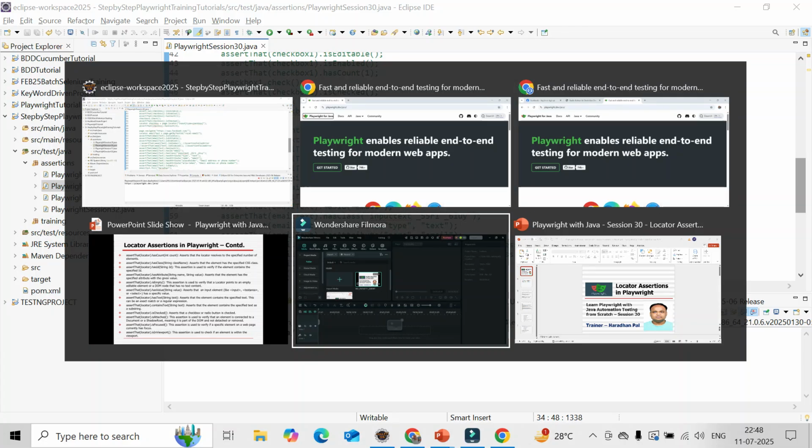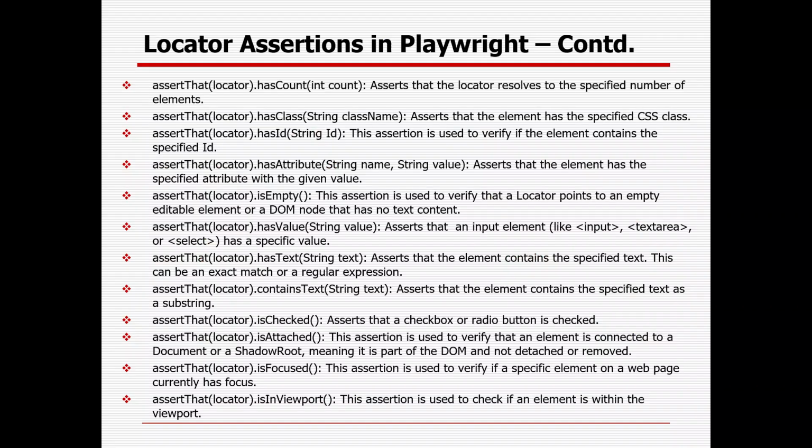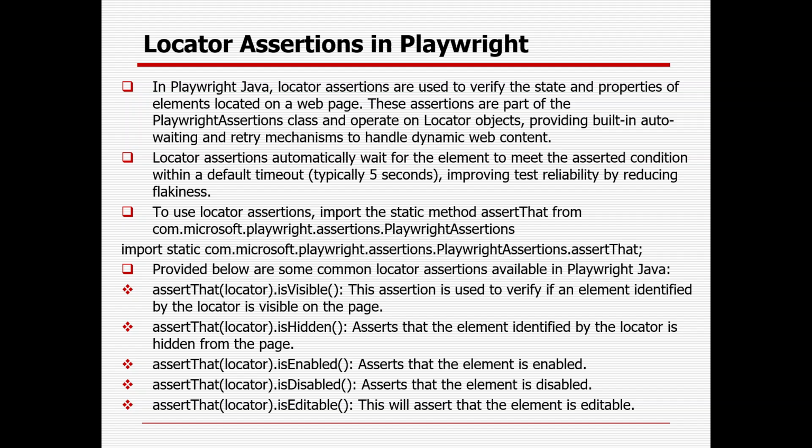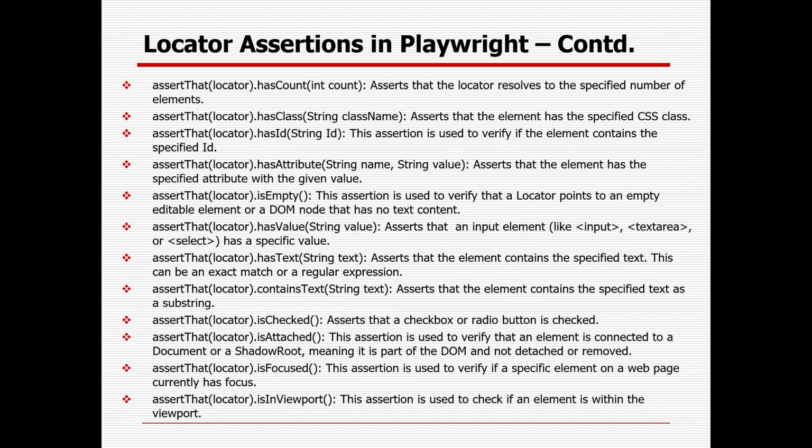So these are the very critical stuff, right? Methods available for the locator assertions, like isVisible, isHidden, isEnabled, isDisabled, isEditable. hasCount we can use for a single element or multiple similar elements. hasClass, hasId, hasAttribute for attributes with the corresponding value, like key-value pair combinations. isEmpty in case you are not giving any value, and hasValue: initially it will be blank, and after entering some value you can check whether the value entered is proper or not.